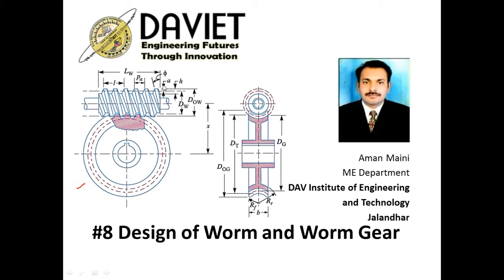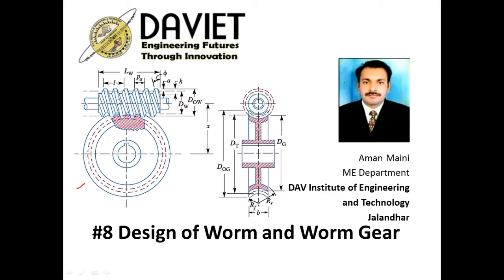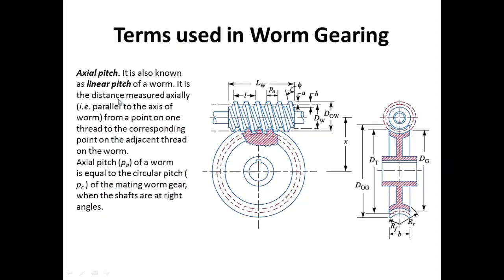So basically, with the rotation of the gear or with the rotation of the worm, the power is transmitted from one point to another point. Either it may be transmitted from worm to worm gear, or from worm gear to worm. Now some important terms which are used in worm gearing, or when we are going to design a worm and worm gear, these are important from the design point of view.